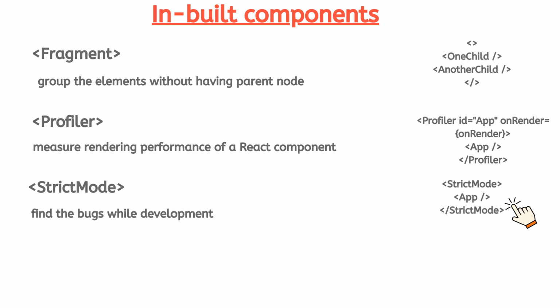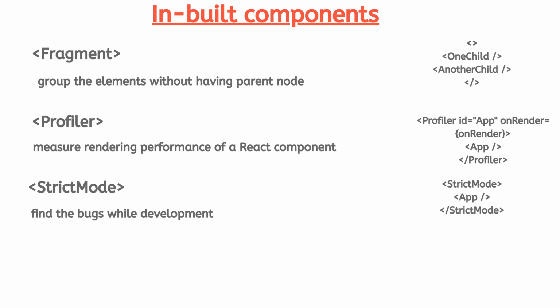If you wrap the app component with strict mode, it will find the bugs while developing the application. Since you are using TypeScript or JavaScript, when you are writing the code, you might add some bugs, right? If you wrap this app component within strict mode, it will automatically detect the problems while writing the code itself, and it will alert the developer to correct it.